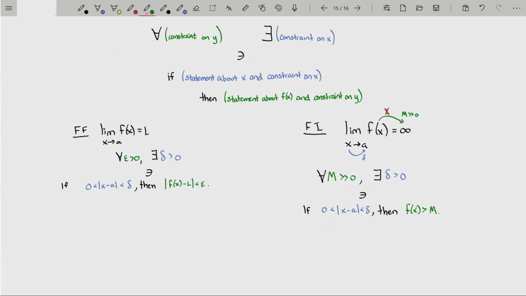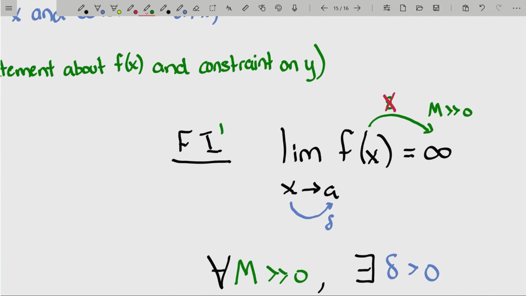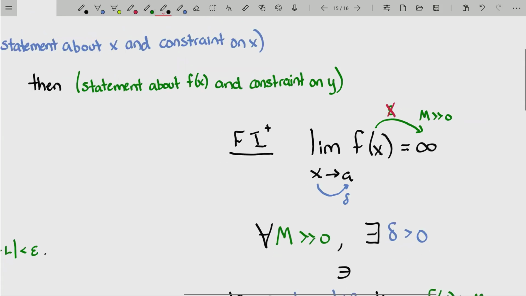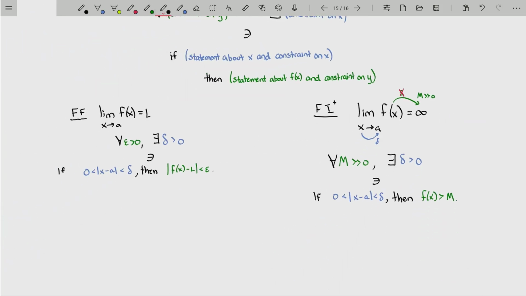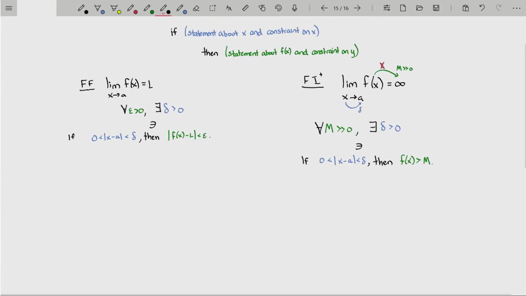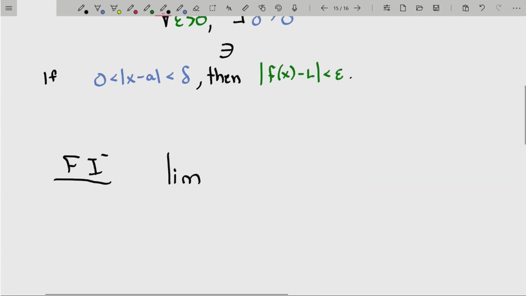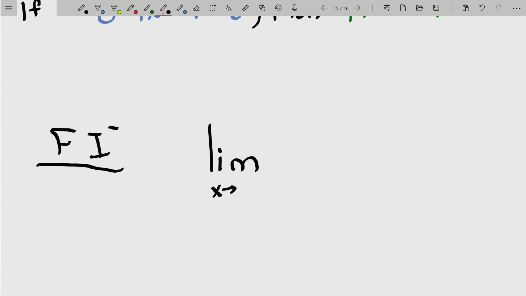You could trade out, by the way, I'll call this the finite-infinite positive case. If you're into memorizing, like seriously, a dozen different theorems, good for you. I'm not. But you could trade this out for the finite-infinite negative case. In that case, again, you would have this limit as x approaches a of f of x goes to negative infinity.